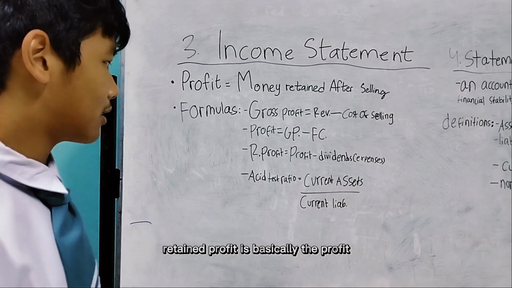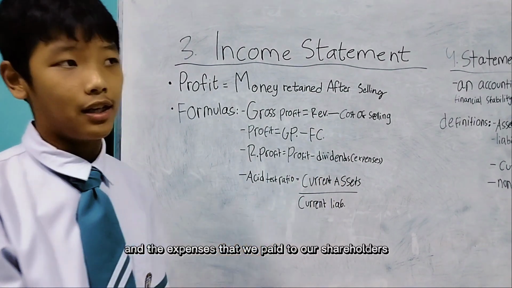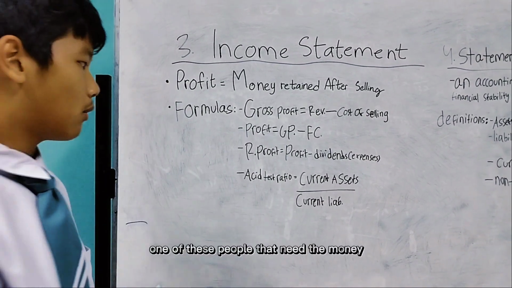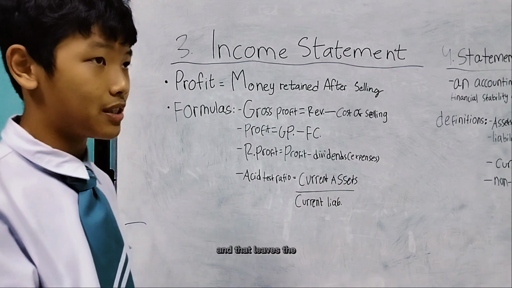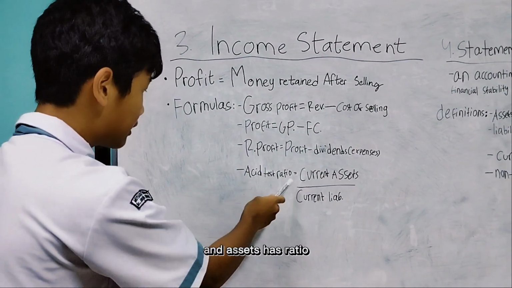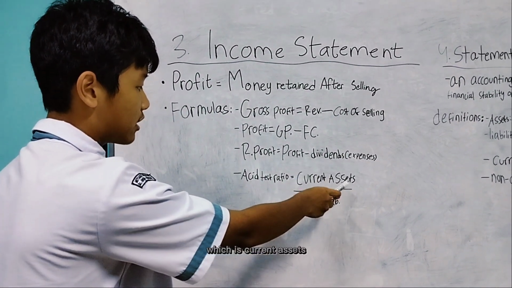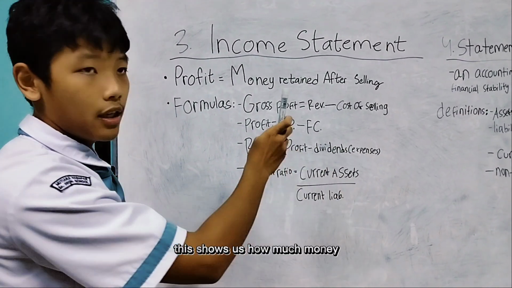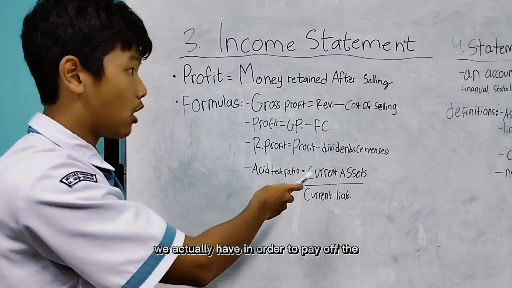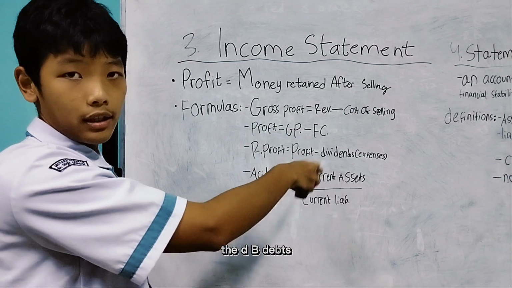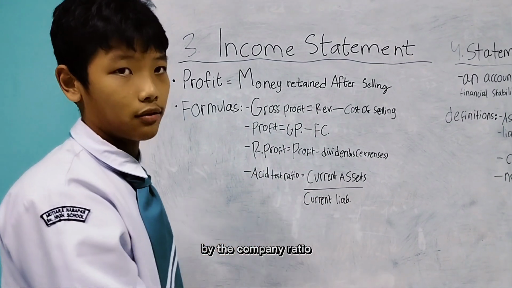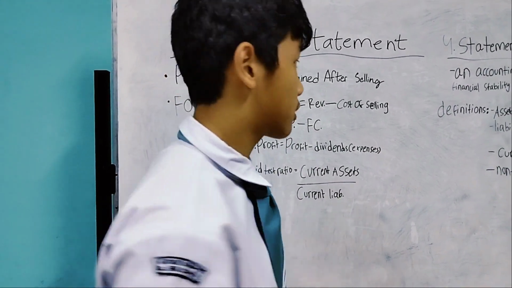Retained profit is basically the profit minus the dividends and the expenses that we pay to our shareholders, suppliers, and every one of these people that need the money from the business, and that leaves the business owner with the money. And the asset test ratio is current assets divided by current liabilities. This shows us how much money we actually have in order to pay off the shareholders, the dividends, and stuff like that. It is the ratio between money and costs.